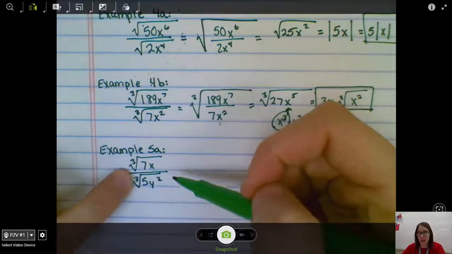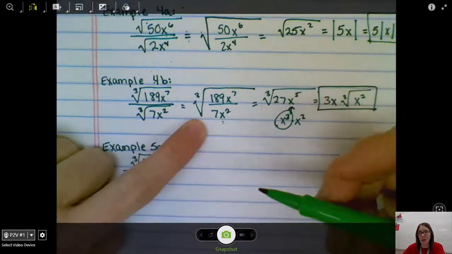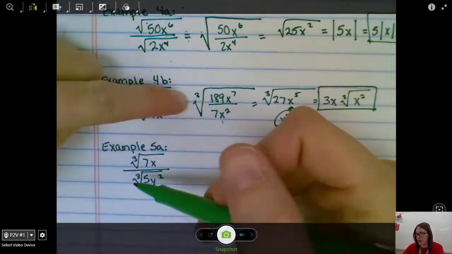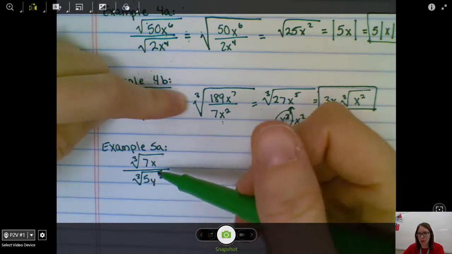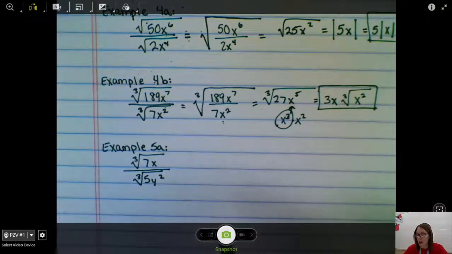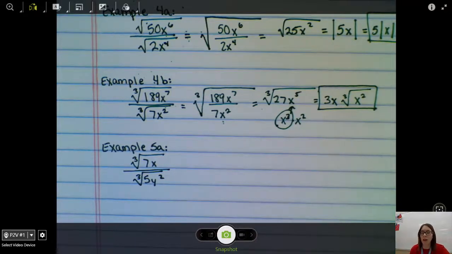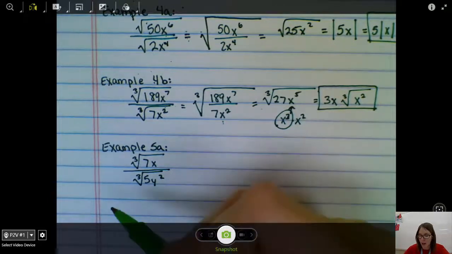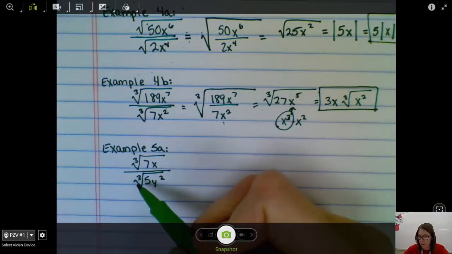Even if I put this together into one giant cube root, like we did up here with example 4b, 7 over 5 doesn't help me, x over y squared, that doesn't help me at all. Totally different situation here. Now, if you think back to geometry, when you were dealing with those special right triangles, you had to rationalize the denominator all the time. If you remember, we couldn't have a radical in our denominator in our final answer. But it's the same idea here. We don't want to have a radical in our denominator, but now we need to rationalize our denominator when we have a cube root instead.